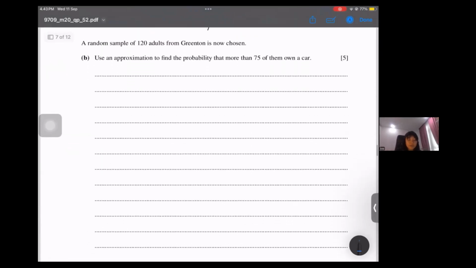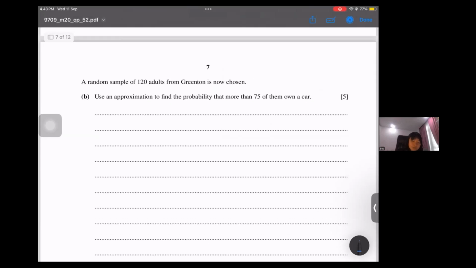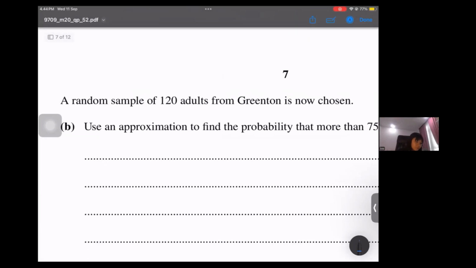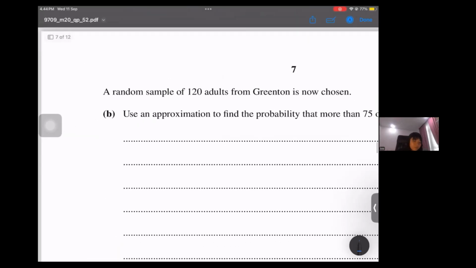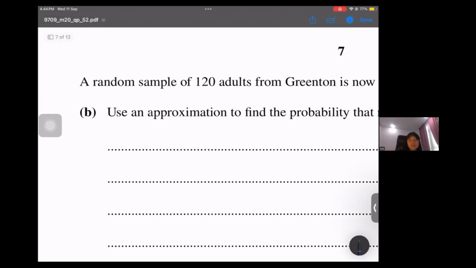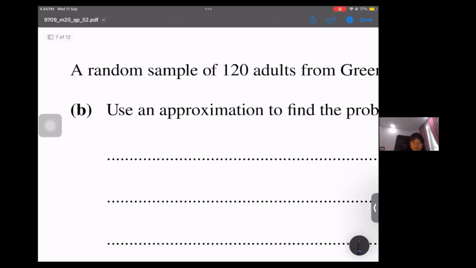Now, for our last question, 5B. A random sample of 120 adults from Greenton is now chosen. Use an approximation to find the probability that more than 75 of them own a car. So when they say approximation, we can use the binomial way, meaning we'll need to find the mean and the variance value. To find the mean, we will use the formula n multiplied by p.